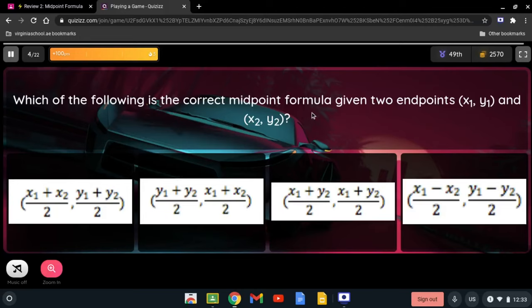Which of the following is the correct midpoint formula given two endpoints? We have x1, y1 and x2, y2. So when you want to solve a problem that has a midpoint, you need to use the midpoint formula, which helps you. So which one of these is the correct one? And it's actually in brackets. As you can see, they're all in brackets and they're all divided by 2. And it's actually x1 plus x2 over 2, comma, y1 plus y2 over 2. This formula needs to be memorized because when it comes to solving the midpoint.